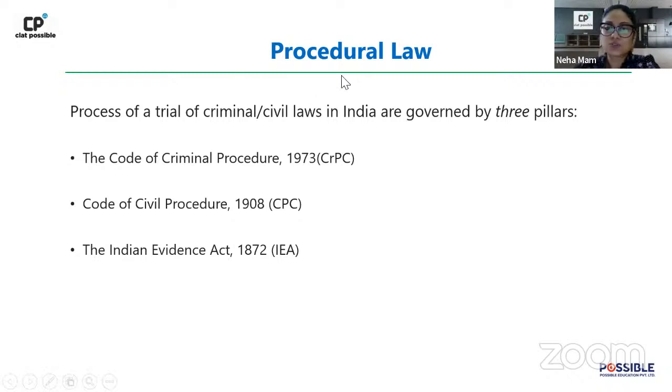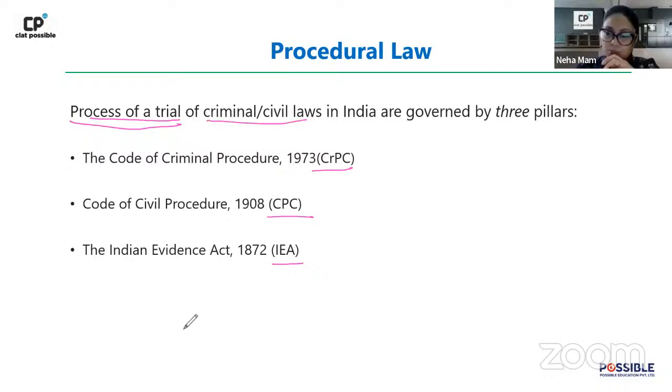Right now, so far as you guys are concerned, the three major laws on which most of your questions come are your CRPC, your CPC, and the Indian Evidence Act, right? These are supposed to be the three major pillars when it comes down to the process of a trial, the process of a criminal or a civil trial.